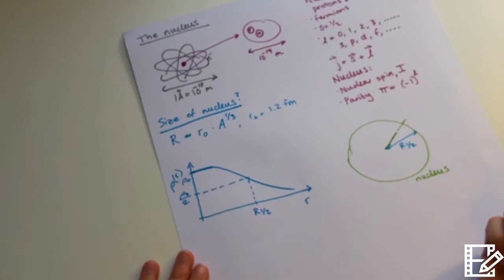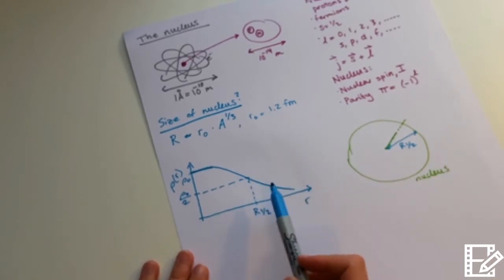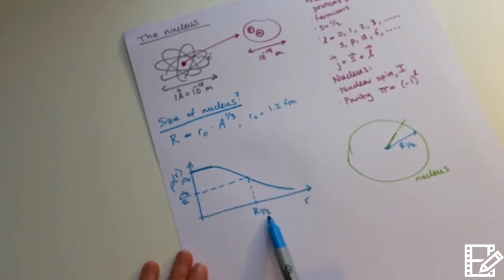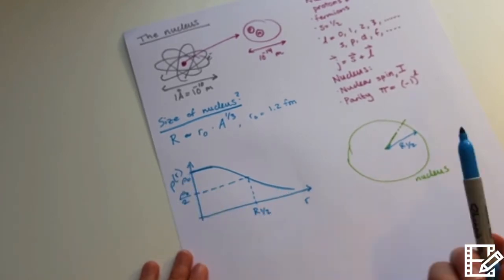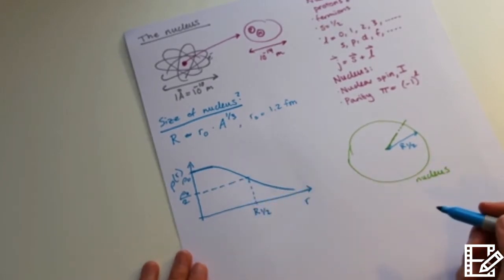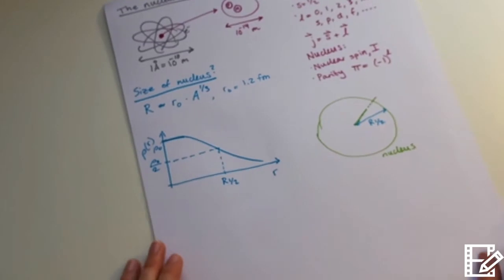So you can define R in different ways as well. For example, you can say, well, let's take the root mean square of R instead, but it's still of the same order of magnitude and the same size, so we won't worry too much about that.